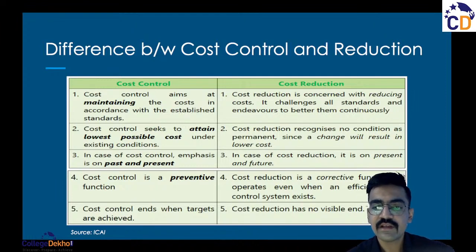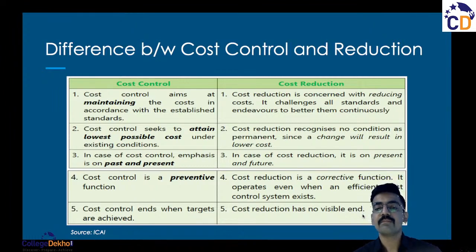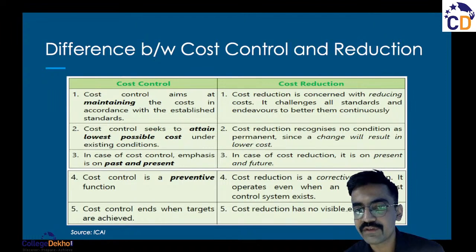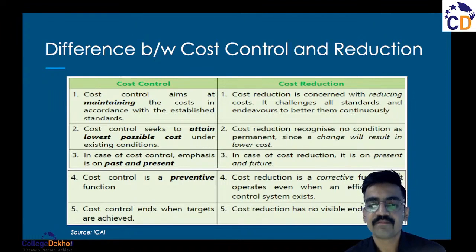Let us understand this. Cost reduction has no visible end, because a company will always strive to challenge these cost standards constructively, and will always try to reduce the cost in order to keep on increasing the profits that exist in the business. Alright, so these were some basic differences between cost control and cost reduction.